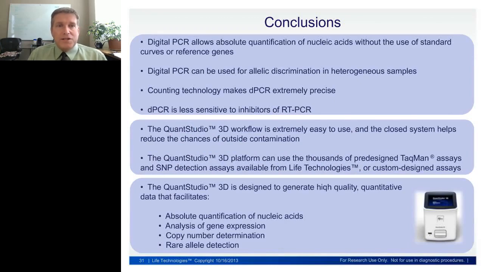So just to conclude my talk here, what I've shown you is that digital PCR allows you to perform an absolute quantification of nucleic acids without the use of standard curves or reference genes. Digital PCR can be used to discriminate between alleles in heterogeneous samples. You can detect rare alleles in the background of a large number of wild-type or normal alleles. The counting technology makes digital PCR extremely precise and reproducible. And digital PCR is, in general, less sensitive to inhibitors of traditional real-time PCR.